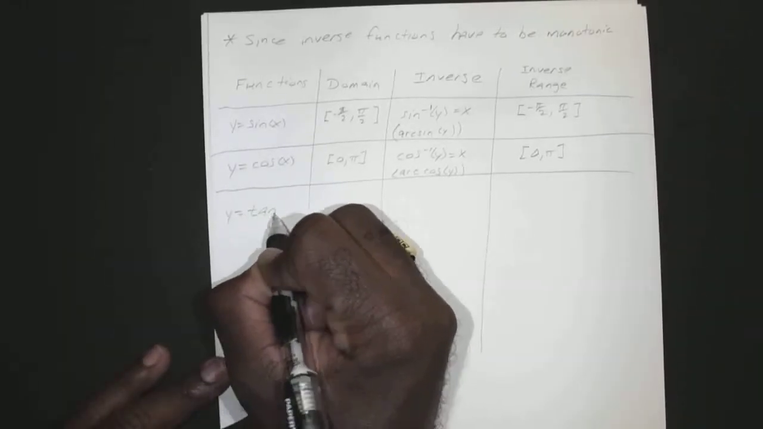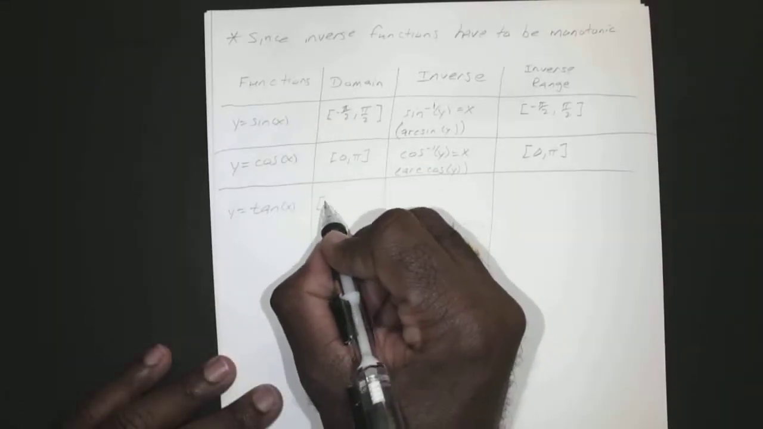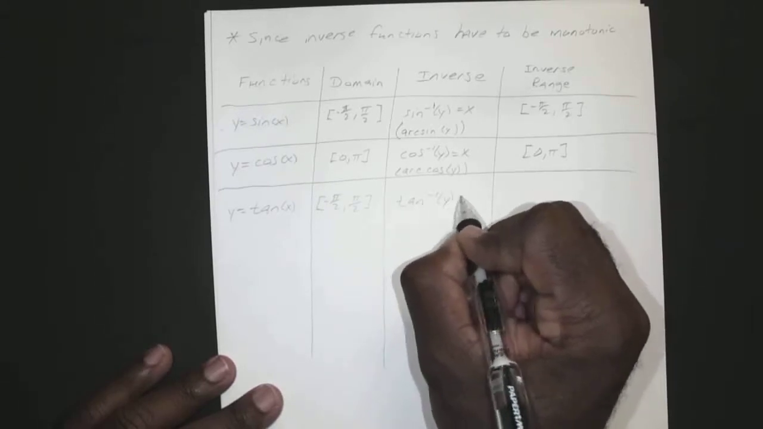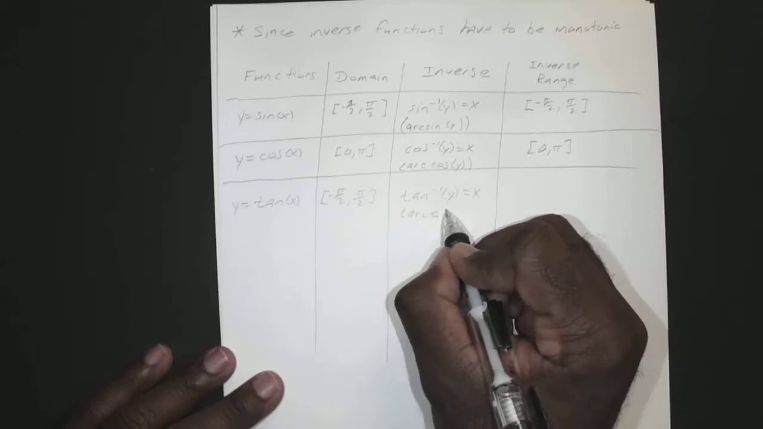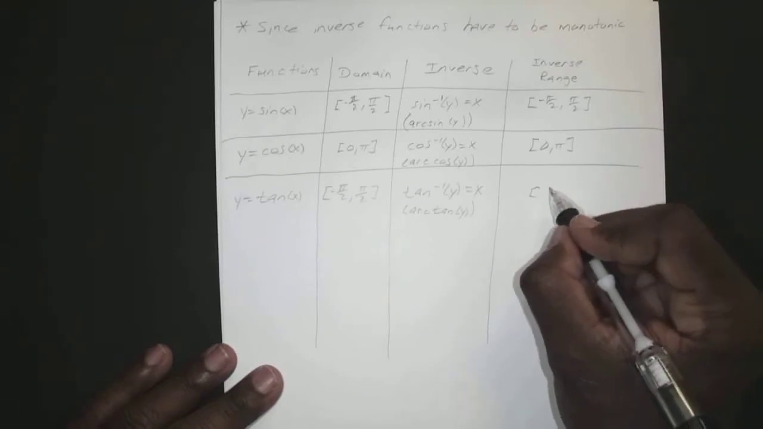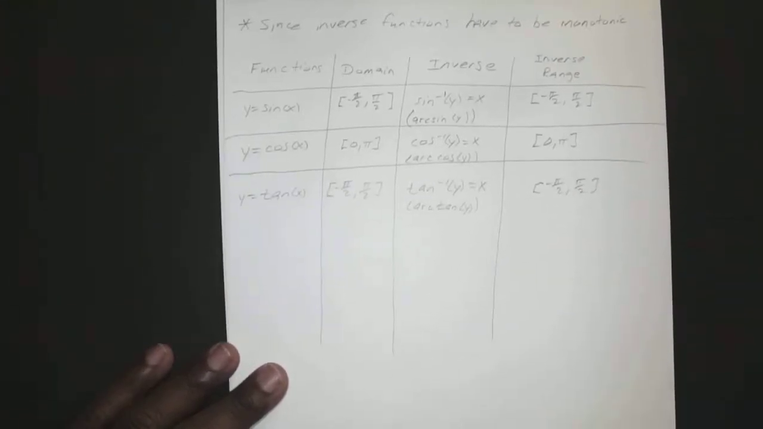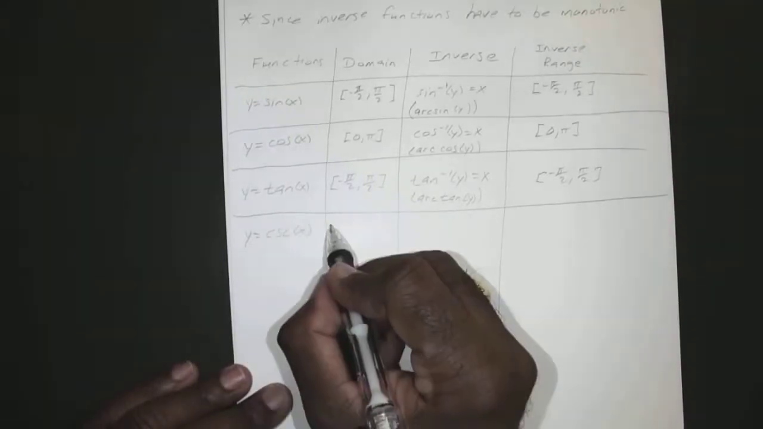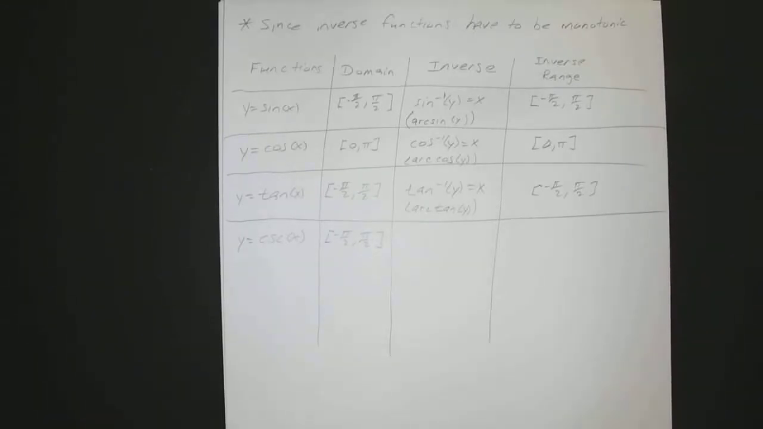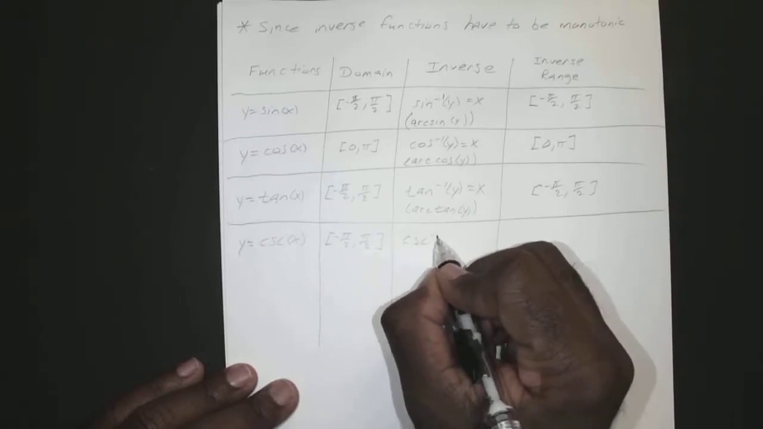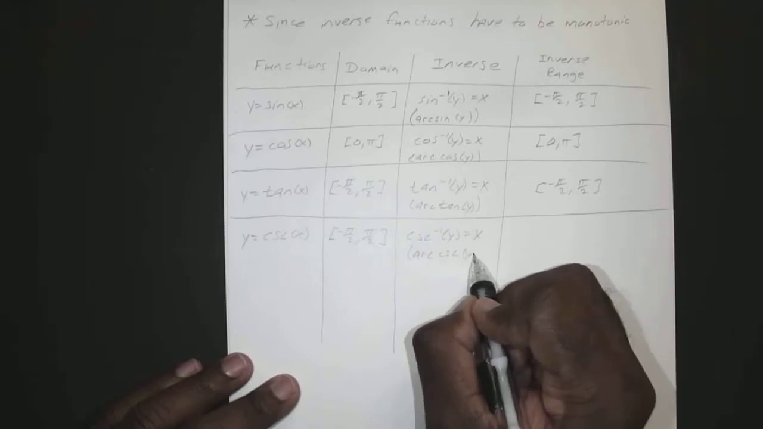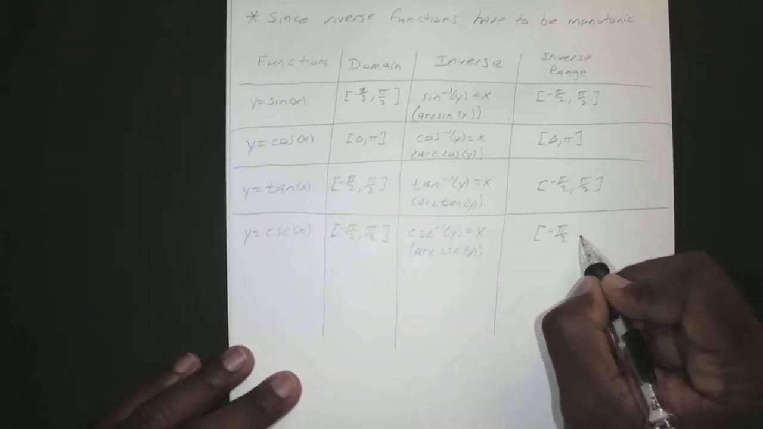So we have y equals tangent of x. Remember, that's from negative pi over 2 to pi over 2. And the inverse, same thing, tangent inverse of y equals x, where of course you have your arctangent. And again, that's from negative pi over 2 to pi over 2. Same with cosecant. But you remember that domain was negative pi over 2 to pi over 2. So now we have our cosecant inverse of y equals x, which of course they sometimes call arc cosecant, where now that becomes the range, at least of the inverse.